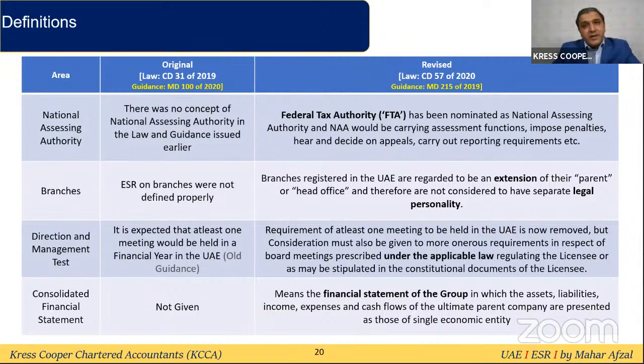Branches have been defined properly. They said a branch has no separate legal personality. It is an extension of the parent entity. This is not a separate legal entity. Direction and management test: in the old guidance, there was a requirement that businesses need to have a minimum of one meeting in the UAE, which has been removed. Now it has been said that the requirement for the meeting to be held in the UAE is removed, but they need to have a meeting as per the applicable law.